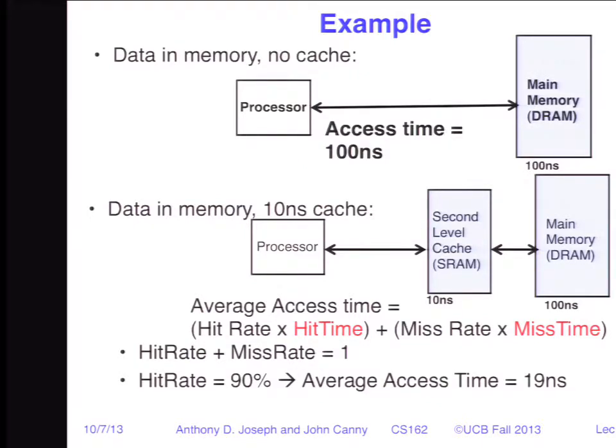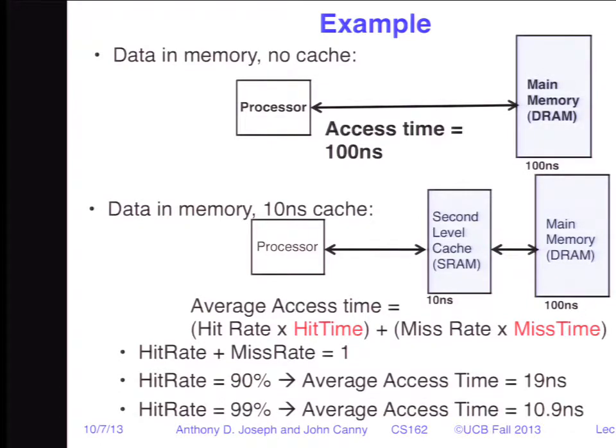Okay. All right, what if we increase the hit rate to 99%? What's our average access time going to be now? So it would be 0.99 times 10, so that's going to be 9.9, plus 0.01 rather, times 100 nanoseconds. So we'll end up with 1. So 9.9 plus 1, 10.9. Right, so now we're getting much, much closer to performing like our cache instead of performing like our slow memory.